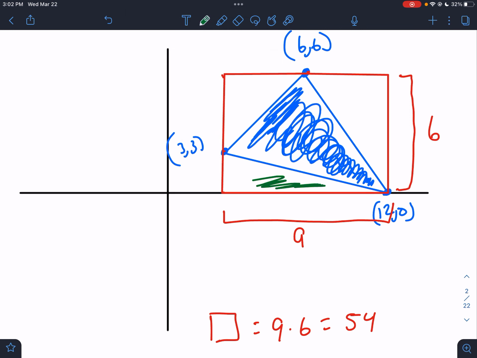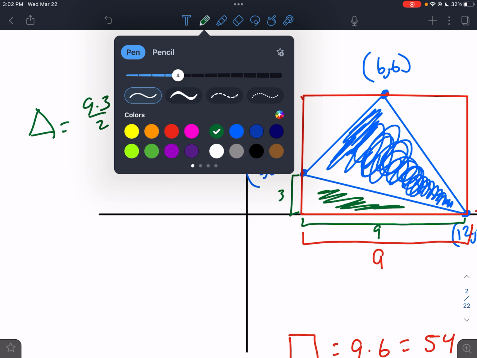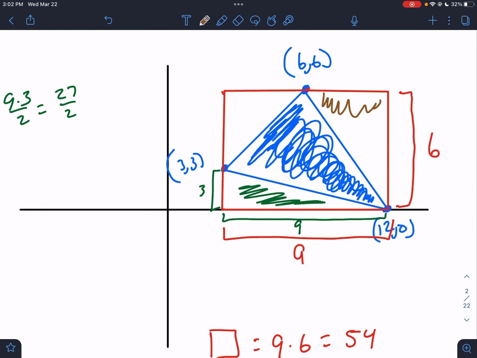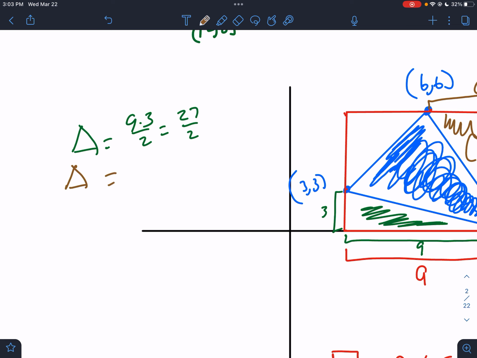Then let's do this green space. The green space would go from 3 to 12, which would be 9. Over here, we're going from 0 to 3, that would be 3. So the green triangle would be 9 times 3 divided by 2, which is 27 divided by 2. Then we have this brown triangle. The brown triangle would go from 0 to 6, that would be a height of 6. And then from 6 to 12 would be a base of 6. So the brown triangle would be 6 times 6 divided by 2, which is 18.